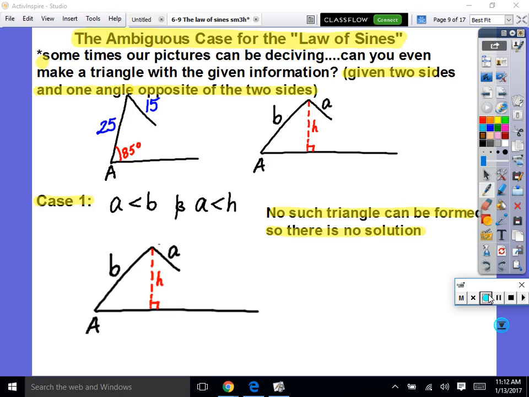Some triangles in our picture can be deceiving. The real question is, can you even make a triangle with the given information? When we're given two sides and one angle opposite one of the sides, there are a couple of different possible answers. We're going to go through the different answers and I'm going to make sense of why they make sense. A couple of different things can happen when you're given an angle and two sides, where one of the sides is across from the given angle. So here is a picture.